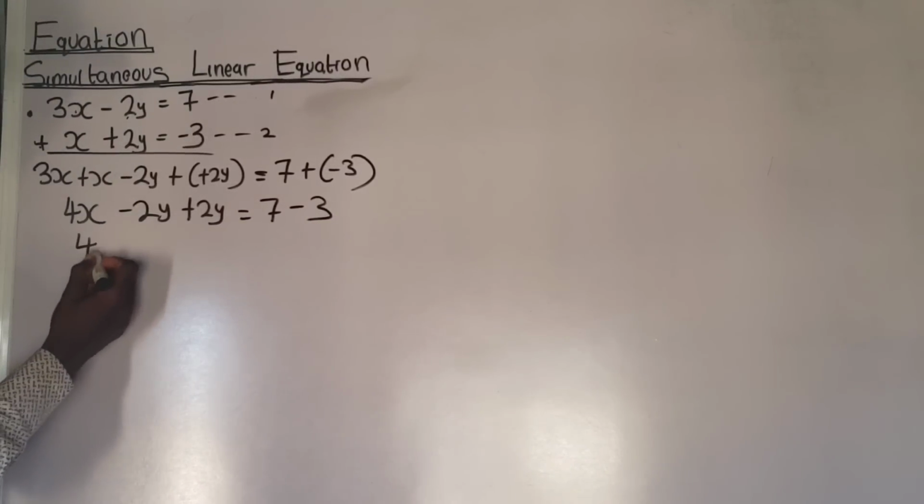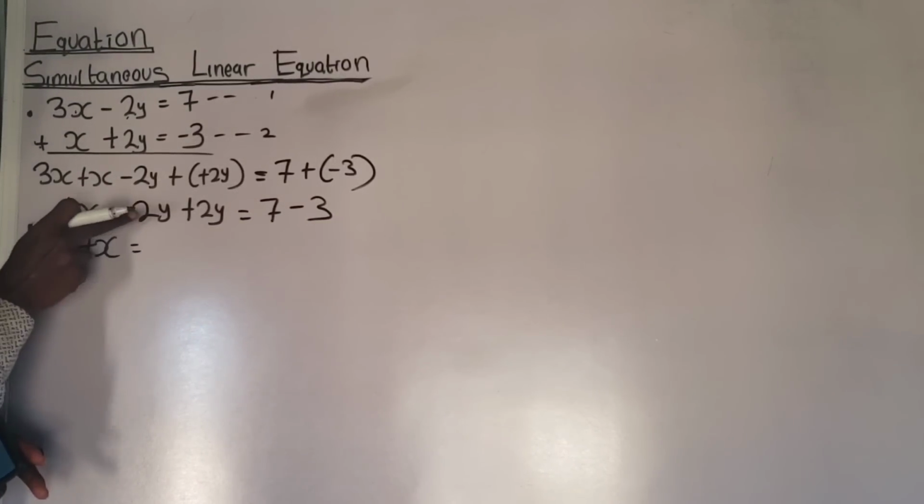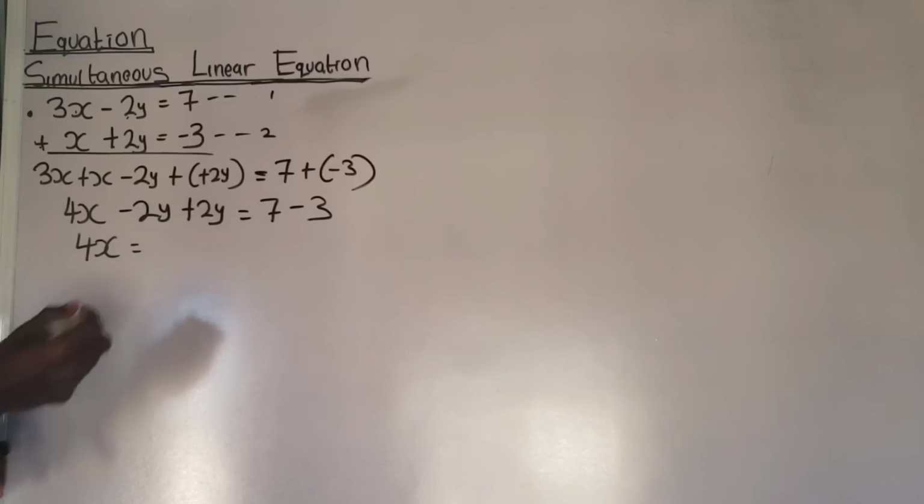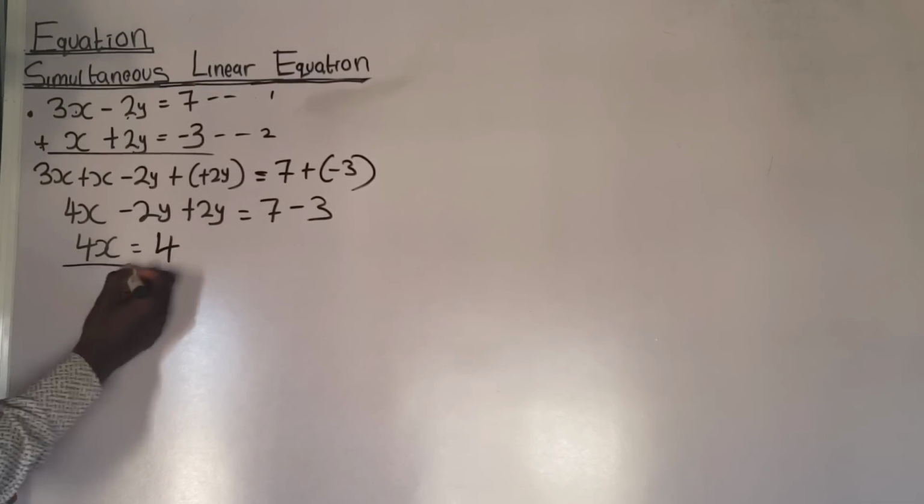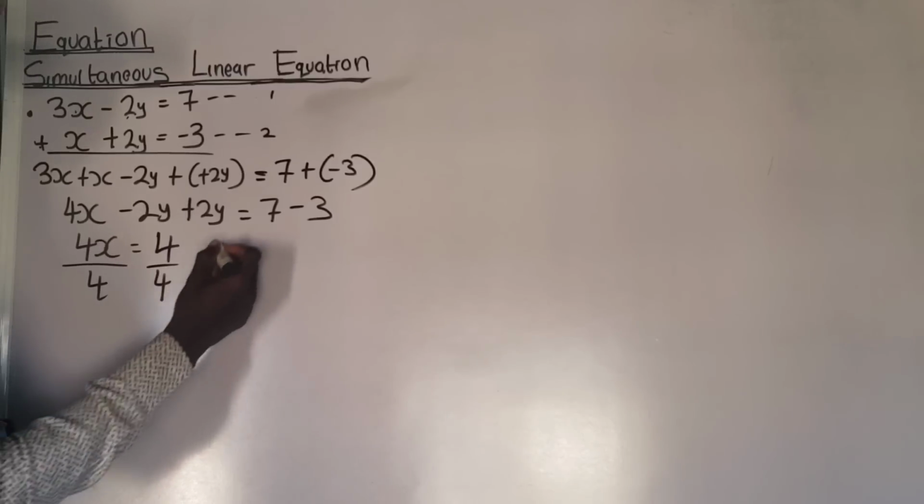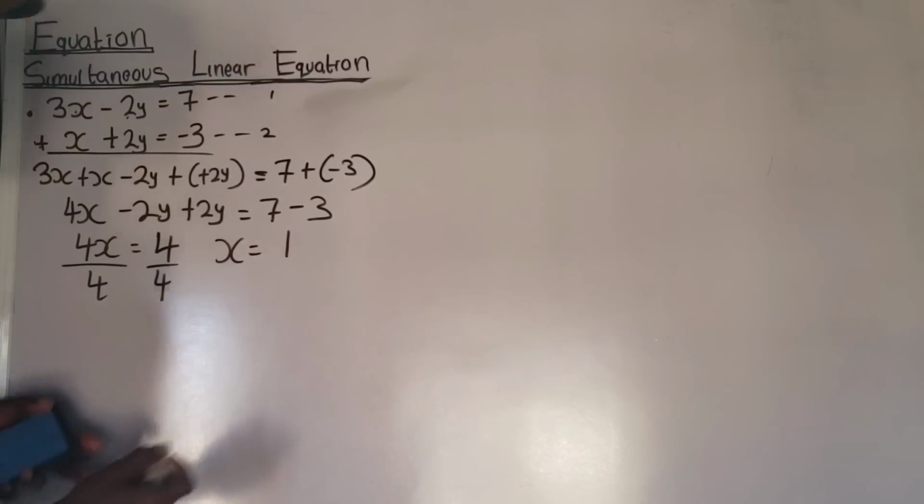So 4x is equals to, because these give us 0, 7 minus 3, which is 4. So I'm going to have 4x is equals to 4. Divide this by 4 and this by 4. x is equals to 1. That is the value of x.